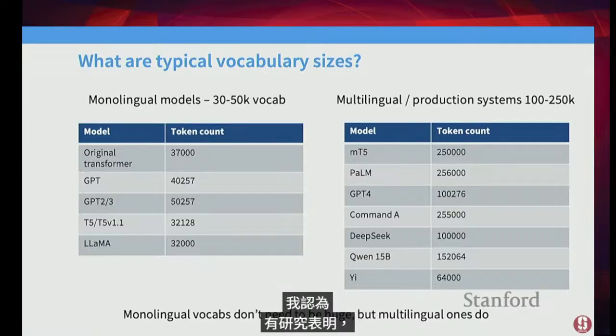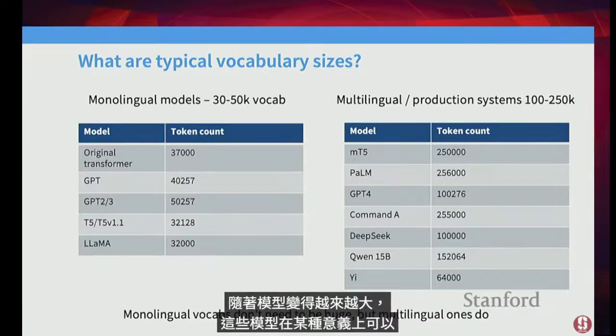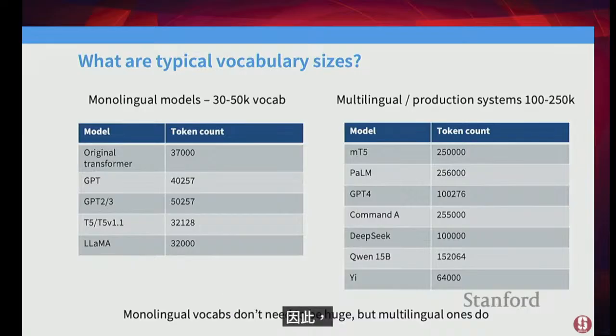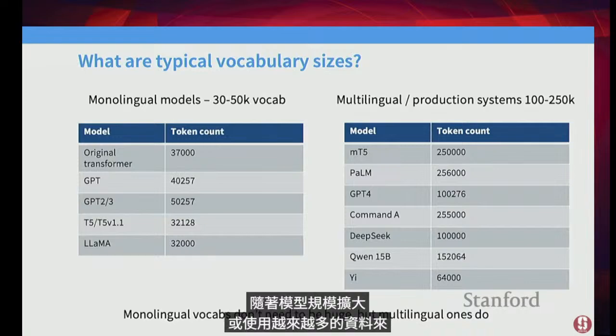And I think there's been work showing that as models get bigger, these models can in some sense handle more and more, or make good use of more and more vocab elements. And so you might see increasing trends in token counts as models get scaled up or more data is used to train them.